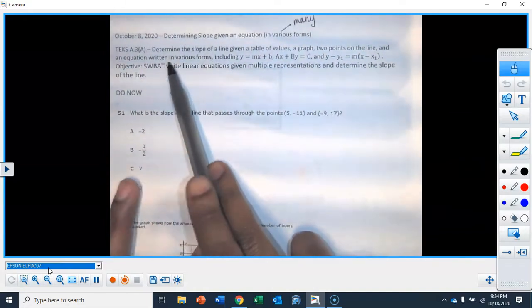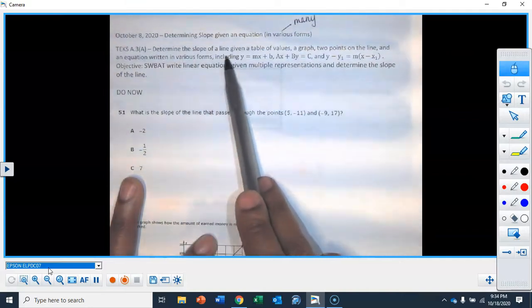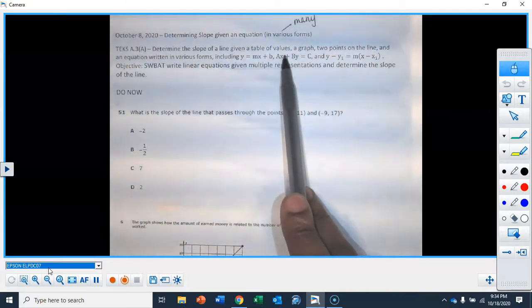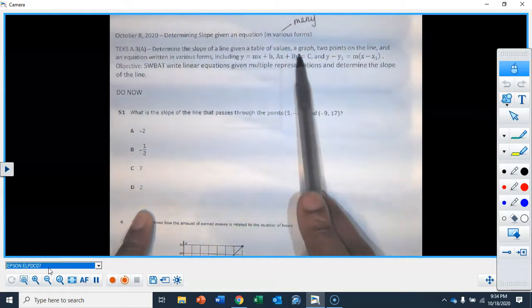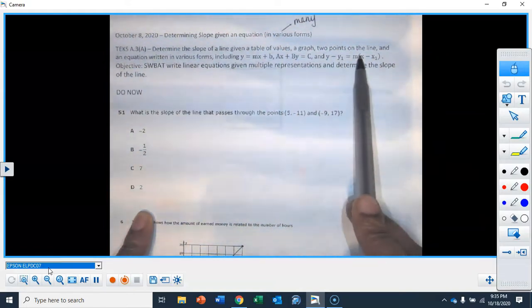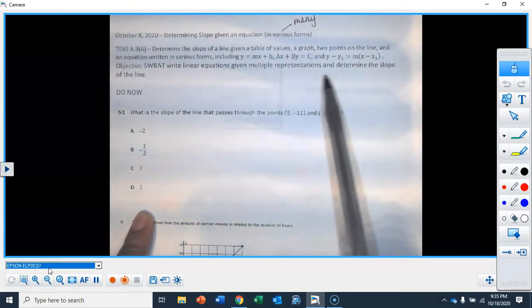Okay, so here's what we've done so far. This is A3A. Determine the slope of a line given a table of values. We did that in the exemplar October 7th. Find the slope off of a graph. Find the slope when you're given 2 points on a line. And now today on the 8th and the 9th is about these, okay?